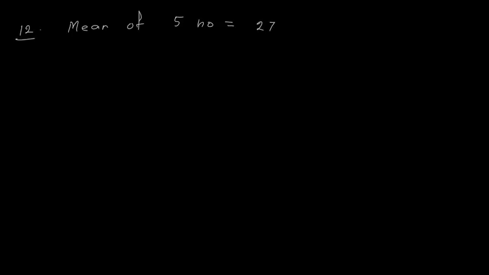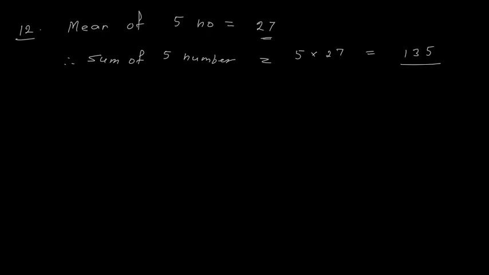The mean of 5 numbers is 27. So what is the sum of 5 numbers? The sum of 5 numbers will become 5 into 27. The formula for mean is x bar equals summation of x upon n. So the sum of 5 numbers is 5 into 27, that is 135. Mean of 5 numbers is 27, sum of 5 numbers is 135.